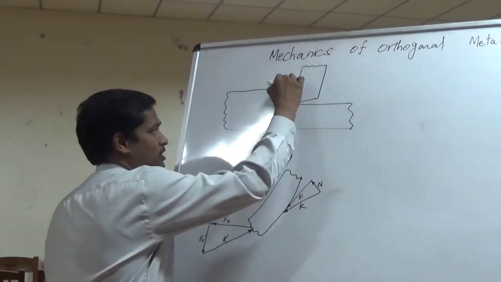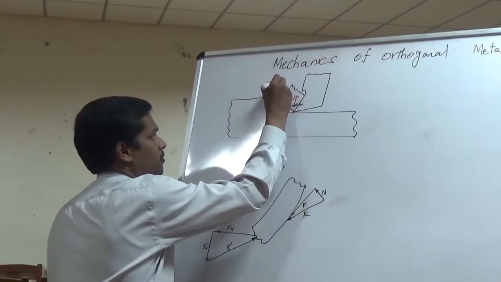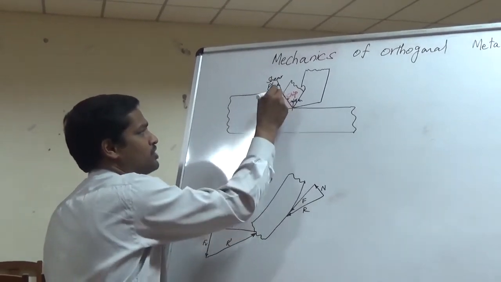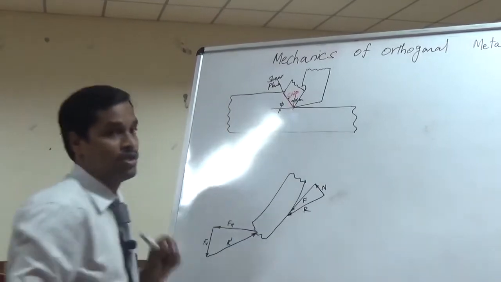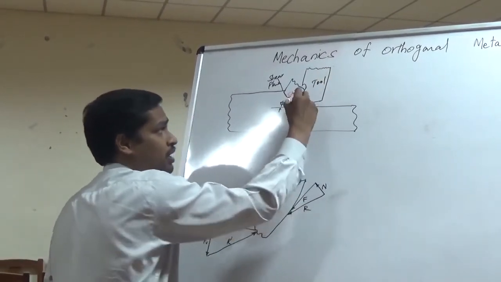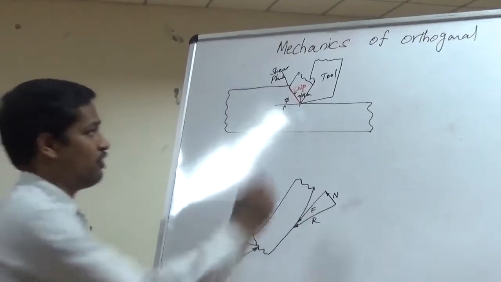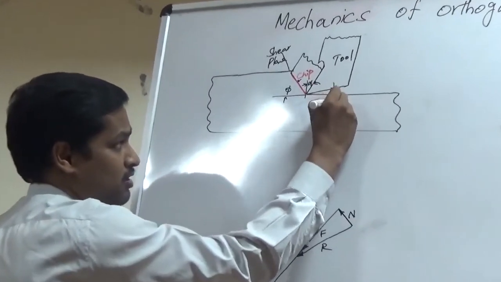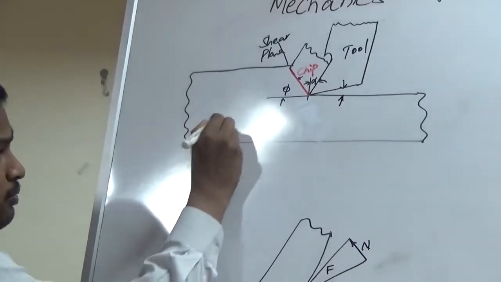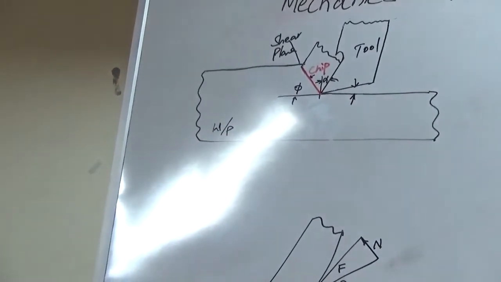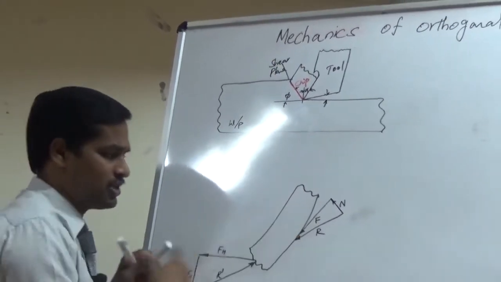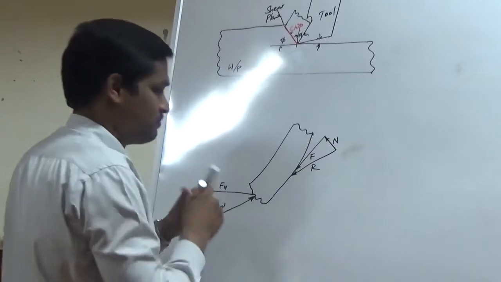It's a shear plane, and the angle of shear is represented as phi, and it's my cutting tool which has a back rake angle of alpha, and this is my clearance angle, and of course this is the workpiece. Let me isolate this particular chip, and this is an isolated diagram of the chip.